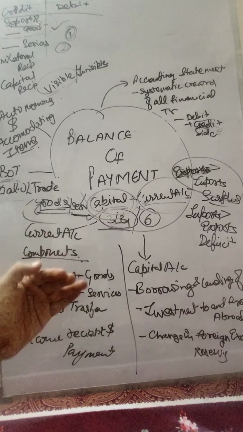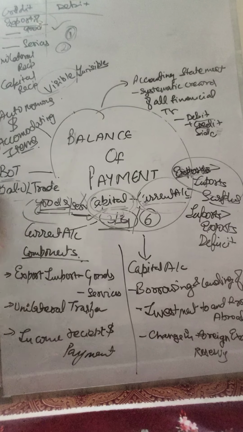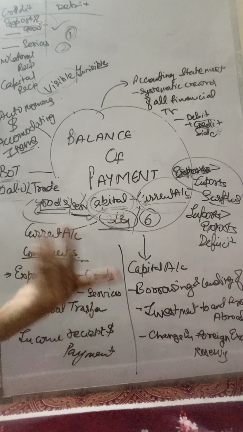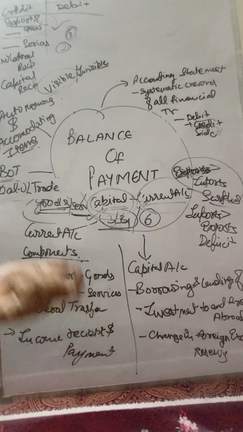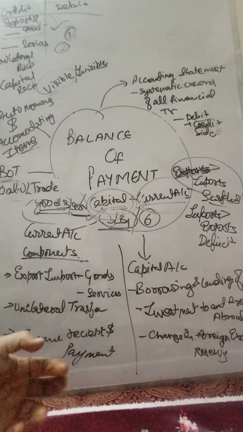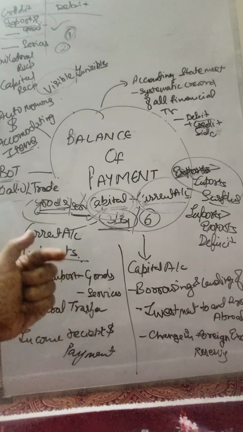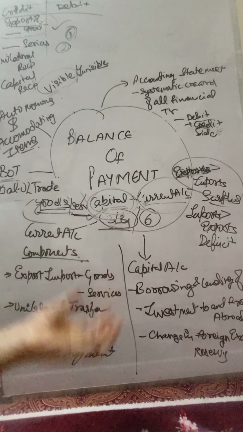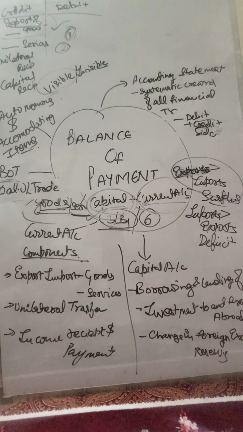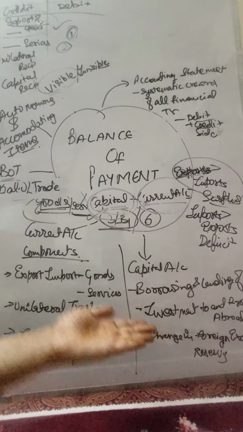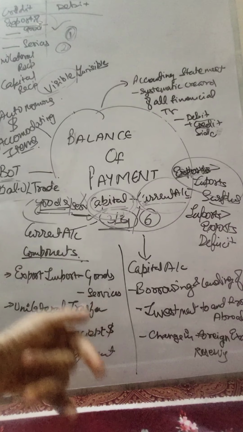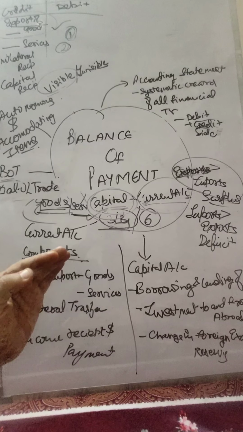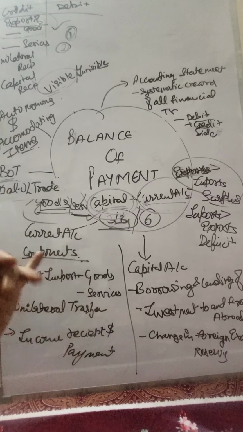Whereas, what do we refer to by capital account? Capital account refers to that account which includes all the transactions, like borrowing and lending of funds, investment to and from abroad, and change in foreign exchange reserve. And all these things will become our components, which we mention in the account. So all these things will be there in the capital account. Again, we can say that the capital account can be deficit, balanced, or surplus.